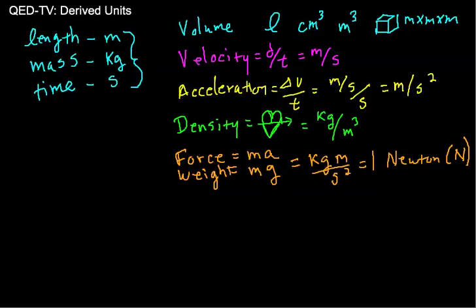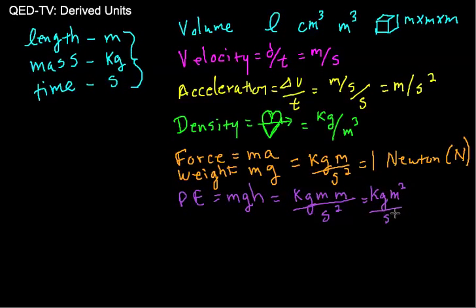Okay, let's try another one here. Let's do potential energy. The formula for potential energy, these are going to be a whole bunch of formulas we're going to study this year. Potential energy is mass times gravity times height. So what would the derived units be for this? Well, mass is kilograms. Gravity is an acceleration, that's meters over second squared. And height is another distance, another meter. So we would end up with kg m squared over s squared.